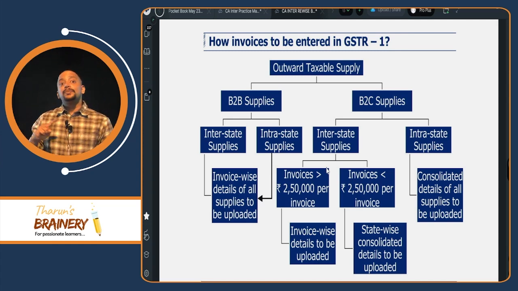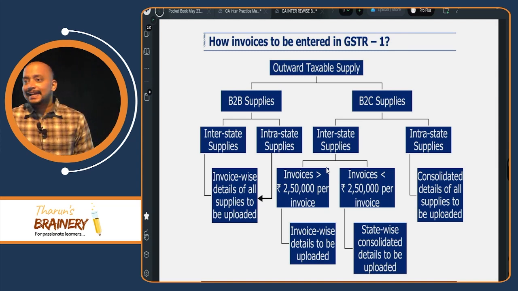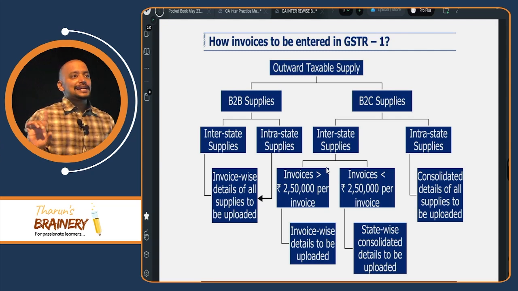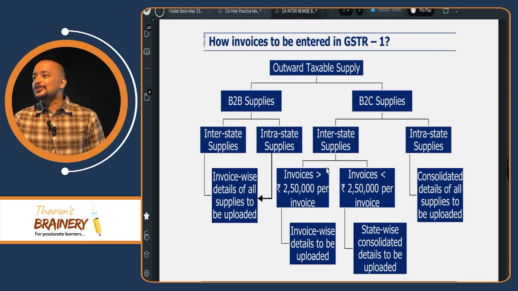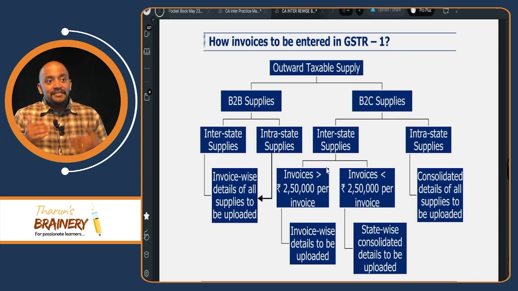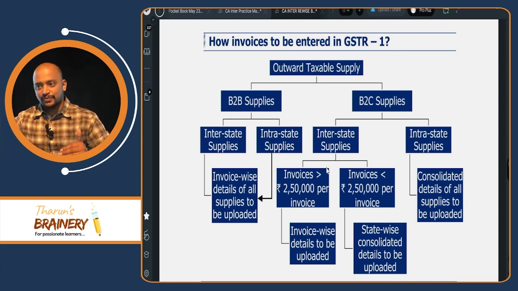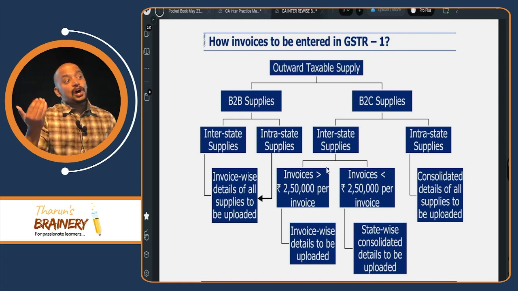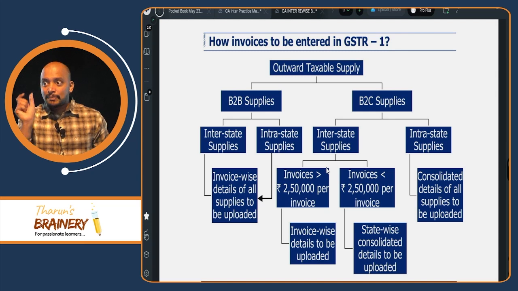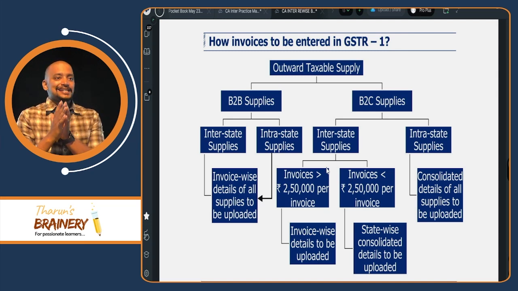But in case of B2C invoices, again divide into 2: interstate and intrastate. Intrastate means within the state, we can do consolidation. But interstate, if the value of the invoice is more than 2,50,000, then it should be shown invoice-wise. If the value of the invoice does not exceed 2,50,000, that number remember, 2,50,000 per invoice, then we will consolidate it state-wise.